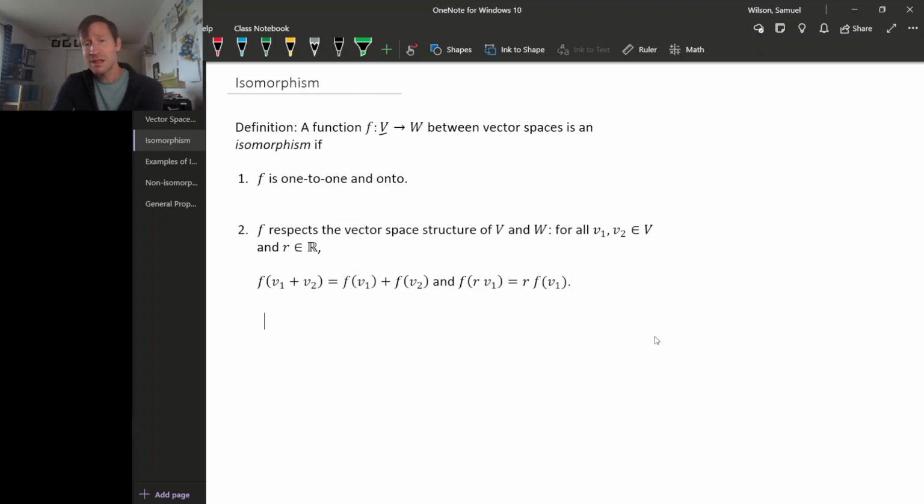And another thing that we should think about is, since being an isomorphism says so much about the function, you might expect that isomorphisms play nicely with other facts about vector spaces or other properties of vector spaces that we've encountered. And of course that is the case, so let's look at some examples of that.